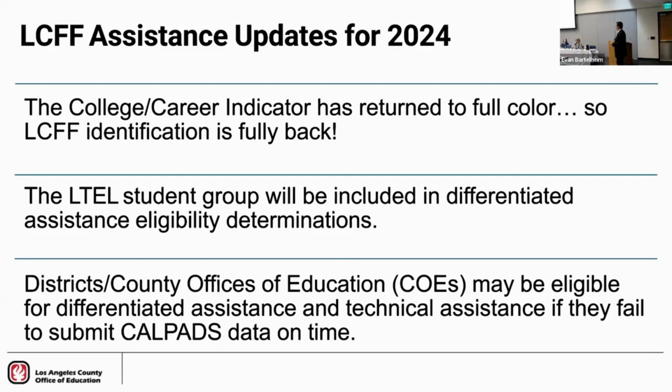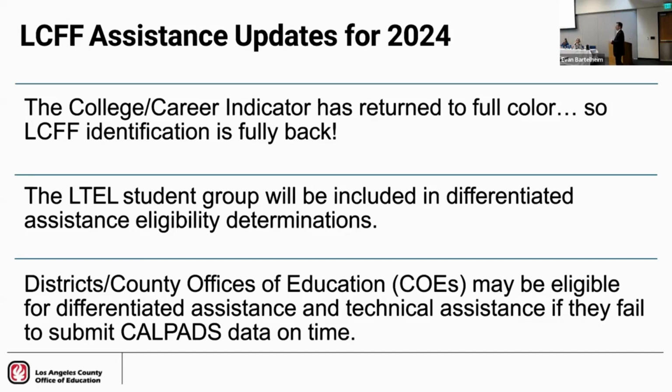The LTEL student group is going to be included for the differentiated assistance eligibility determinations, because that's a 1 year, at least for districts, not for charter schools. So that student group, this will be the first time. They're not going to go back retroactively and look at the prior year. So this is the first time the LTELs will appear, and they could lead to eligibility identification for DA. And there's also this additional piece around completing your CALPADS and getting it certified on time.